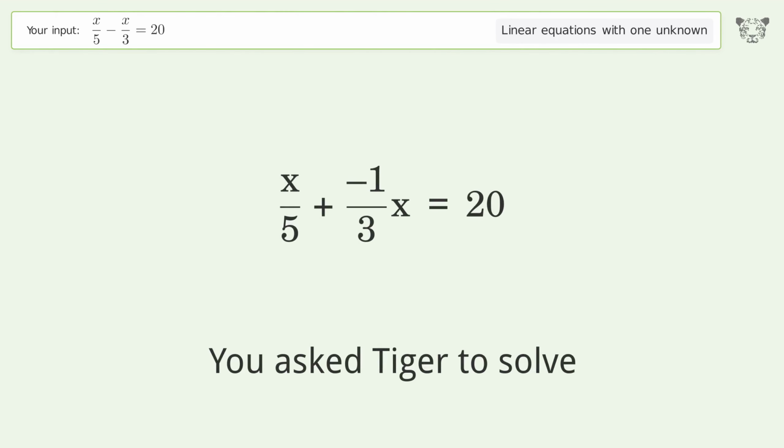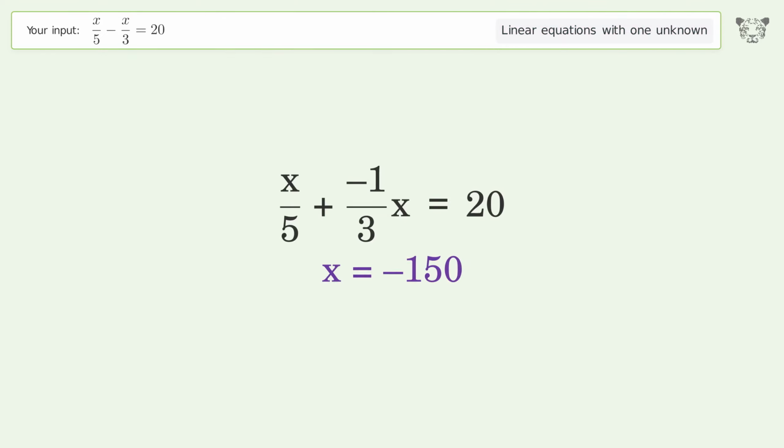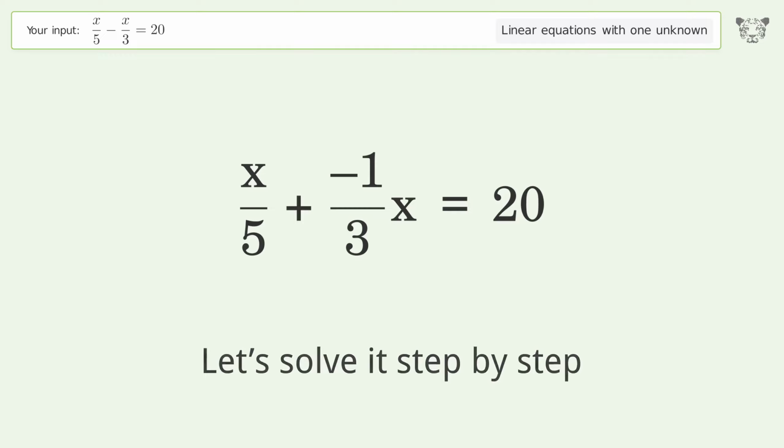You asked to solve this. It deals with linear equations with one unknown. The final result is x equals negative 150. Let's solve it step by step.